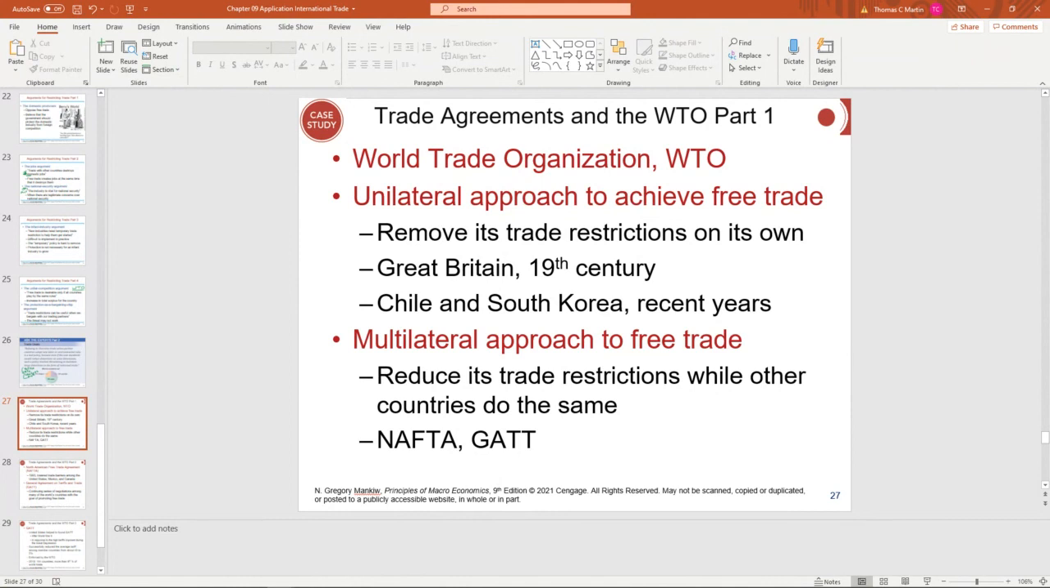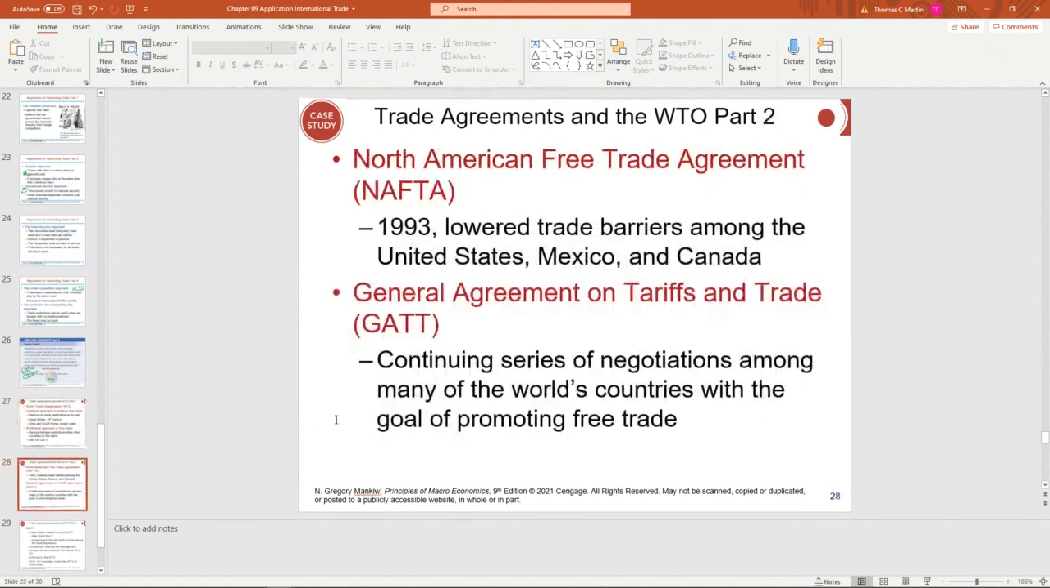General Agreement on Tariffs and Trade, taxes and tariffs, yes, GATT. So these are multilateral. They're involving more than two countries. Not unilateral, one-on-one. These are large groups. The EU would be in here. That was 1993.